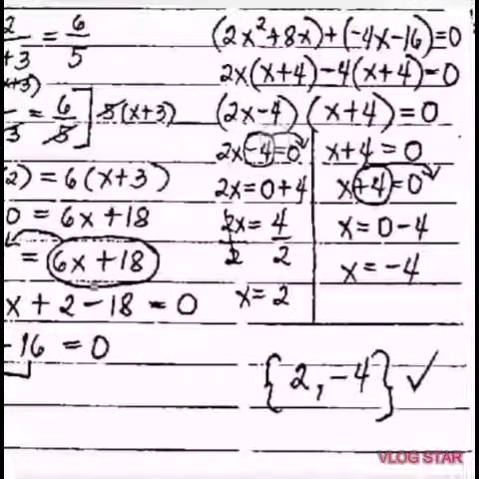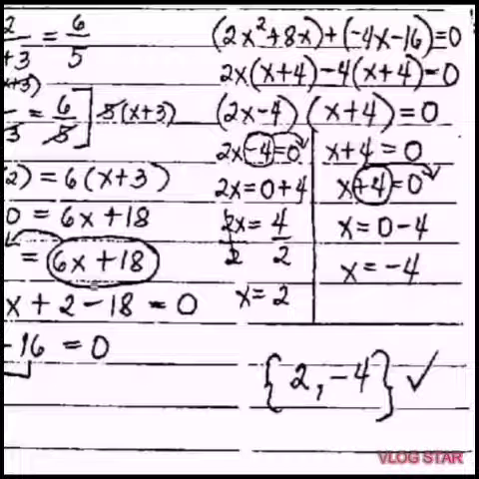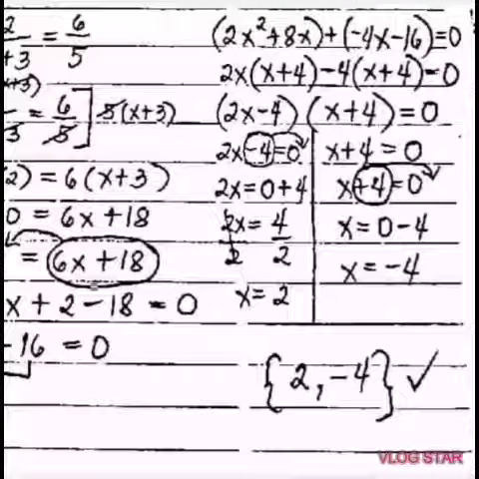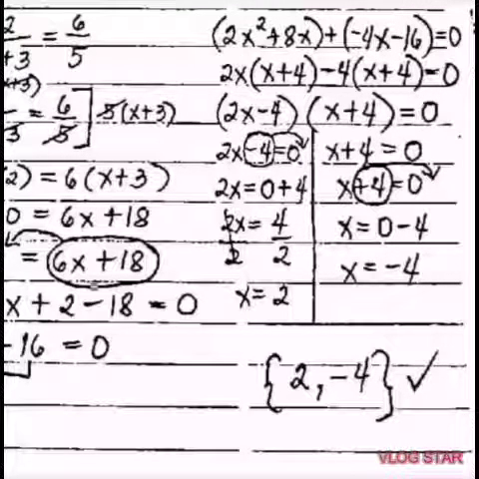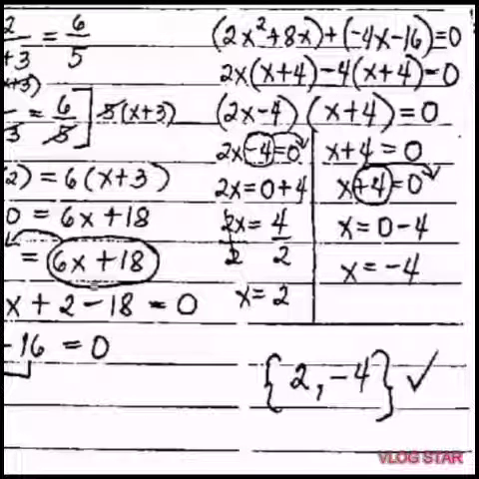And then equate these factors with 0. So 2x minus 4 equals 0, x plus 4 equals 0. Next, we transpose negative 4 to the other side, it will become positive 4. So 0 plus 4 is 4. Now, divide both sides by 2 to cancel out the coefficient of x. x now is equal to 2 because 4 divided by 2 is 2.